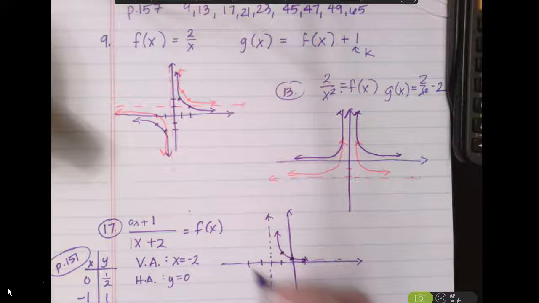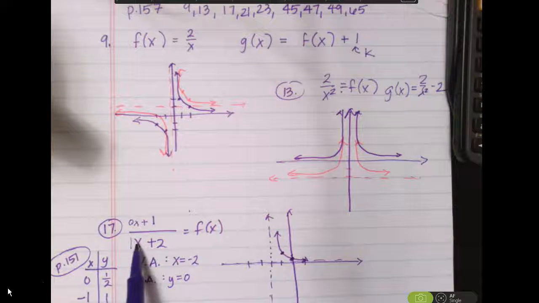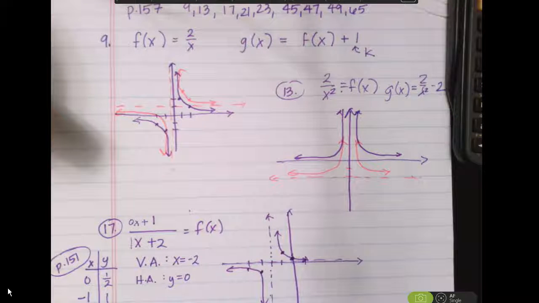So I would plug in just like -3 and -4, just to see the shape of that graph. So 1 over -3 plus 2, that's 1 over -1. And then 1 over -4 plus 2, that is -4 plus 2 is -2. So that's -1/2. So you can kind of see the symmetry there. So that's how I would develop that graph.